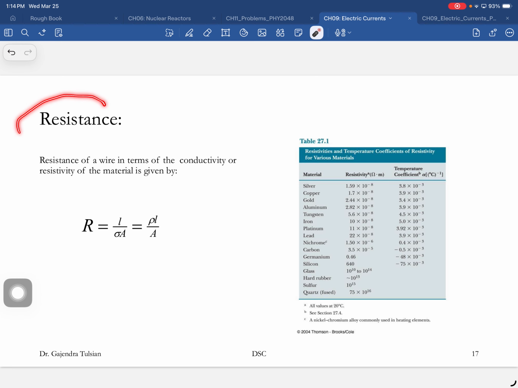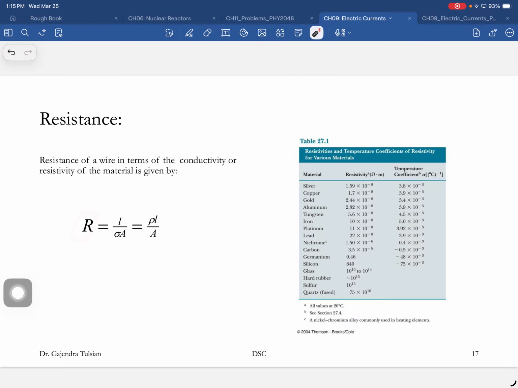All right. The resistance of a wire depends on the length of the wire, the area of cross-section of the wire, and the conductivity of the material. If you want to double the resistance, you can double the length of the wire, or decrease the cross-section of the wire by half, and so on. Rho is the resistivity of the material. So here is the resistivity of various materials.